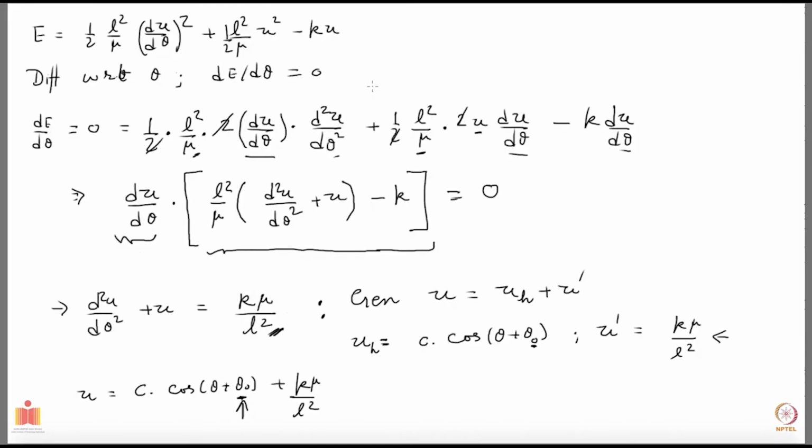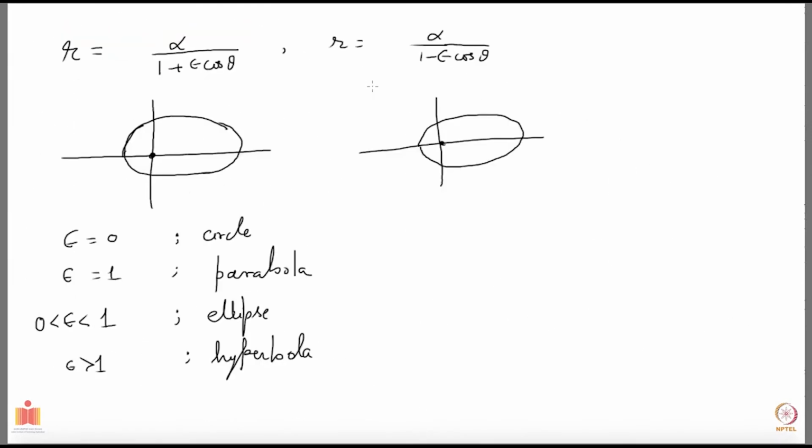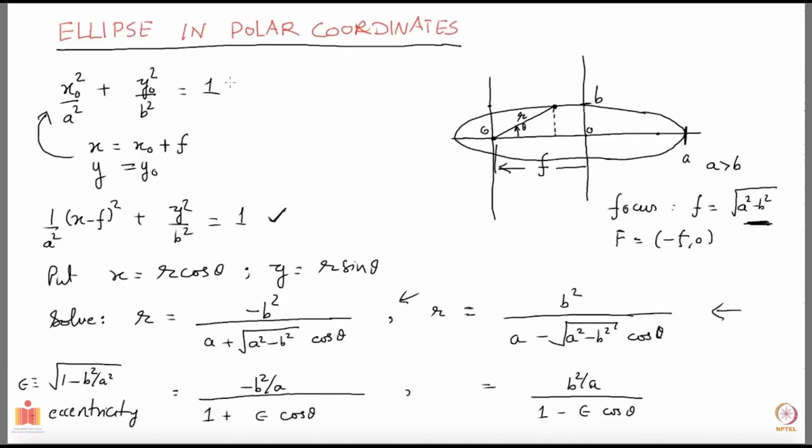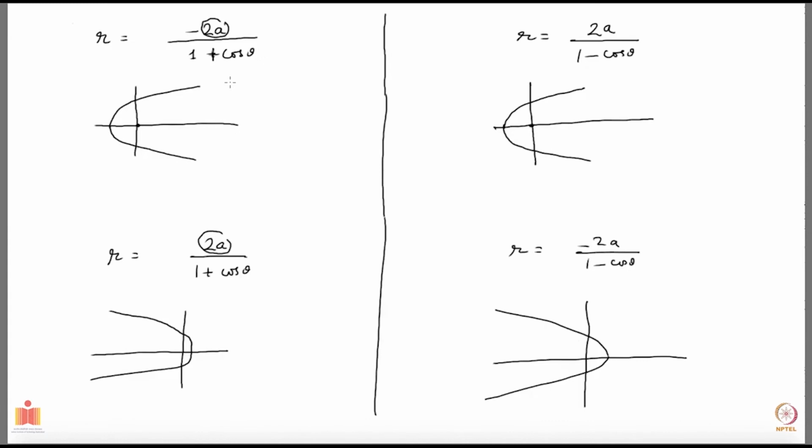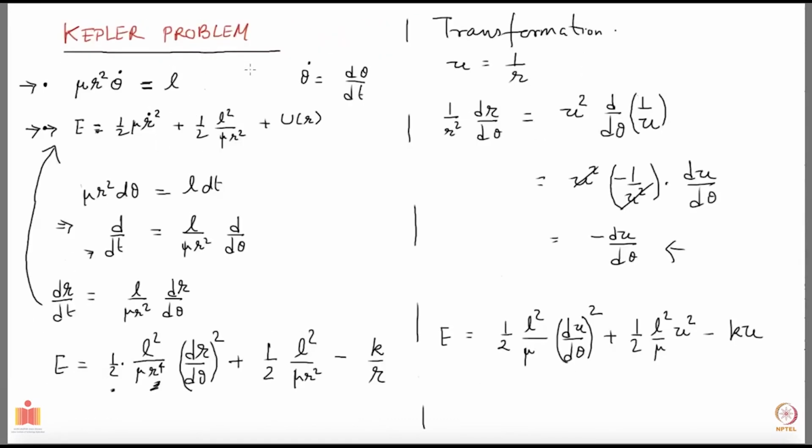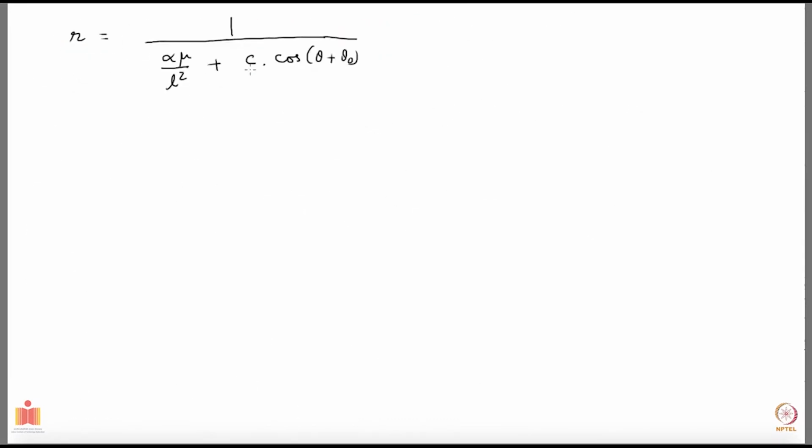Let me go back a few slides and show you. You see here, this was what we had for an ellipse, and that's what we had for a parabola. And of course circle is part of it if epsilon is 0. So that's what we have found. We have found our orbits to be conic sections. These are all the polar equations of conic sections.